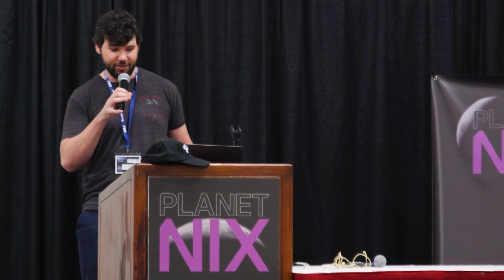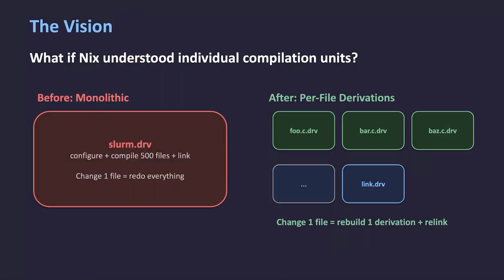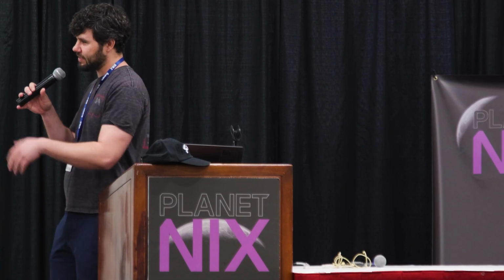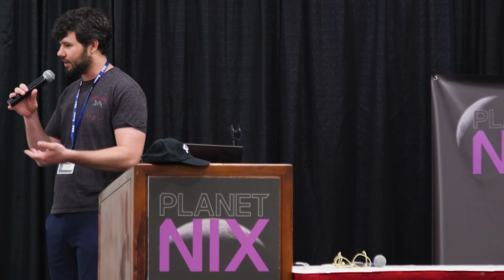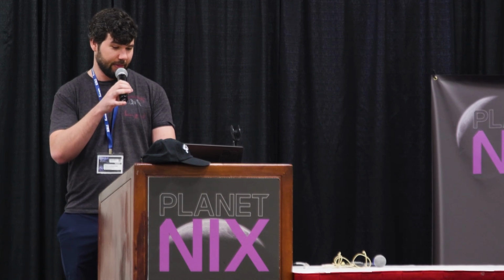So what if instead Nix could just understand individual compilation units? I think the ideal is that every single translation unit compilation is an individual derivation. So instead of having one big derivation, I use Slurm for this example. It's a large C project, an HPC workload manager that I'm familiar with. I just picked it as a random example of a large C project. Ideally, you would have one derivation per C to O translation and then one derivation for the link step. And then Nix could farm all of that out and cache at the individual derivation level as it does normally.